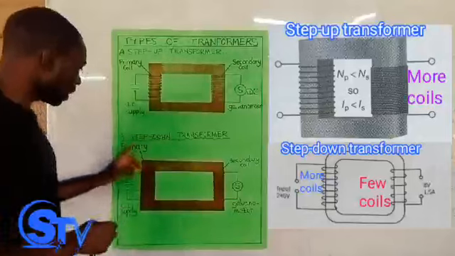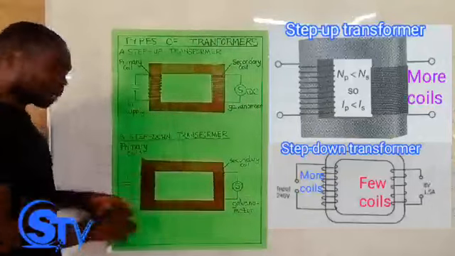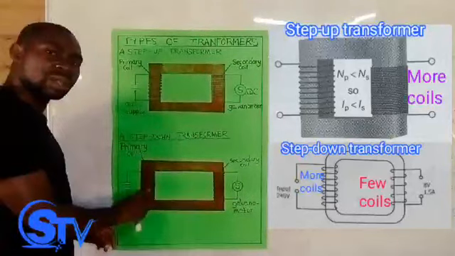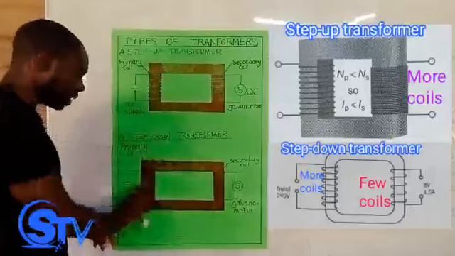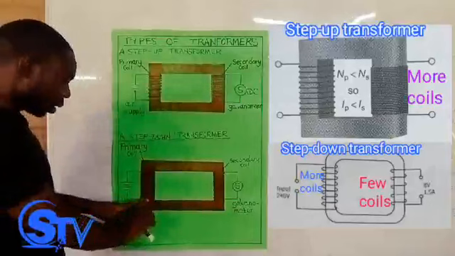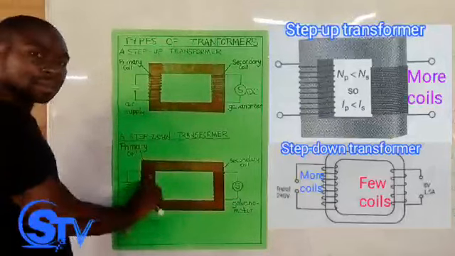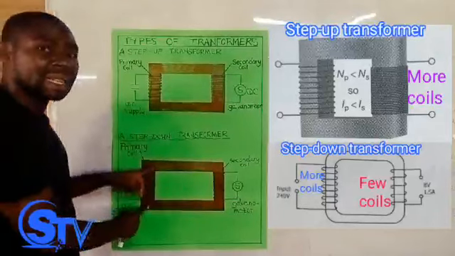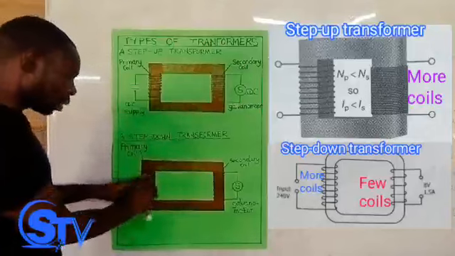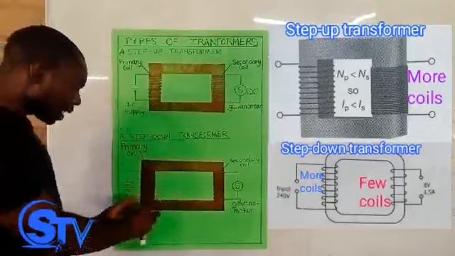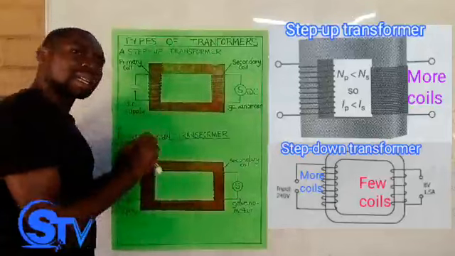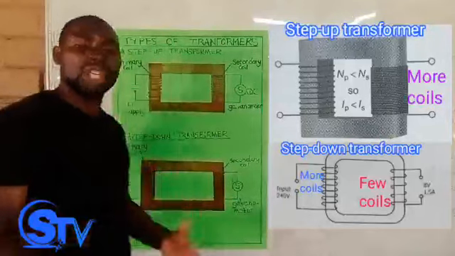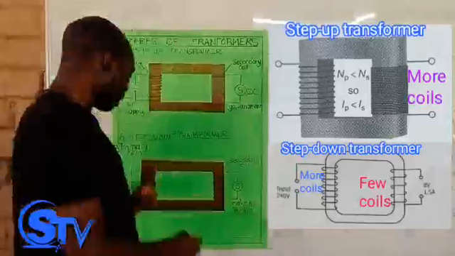Let's look at the step-down transformer. When you talk about the step-down transformer, you will discover that the primary coil has more turns than the secondary coil. In this regard, this reduces the voltage and increases the current. Why does it increase the current? Because the step-down transformer is mostly located in the substations. That's where you find the step-down transformer.